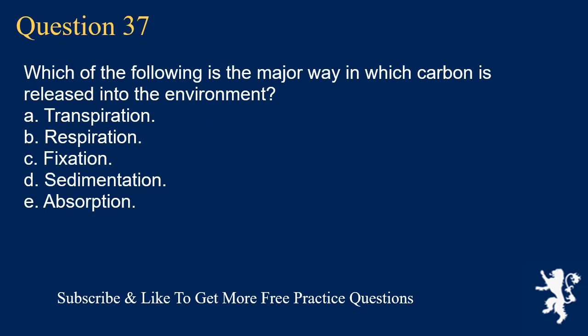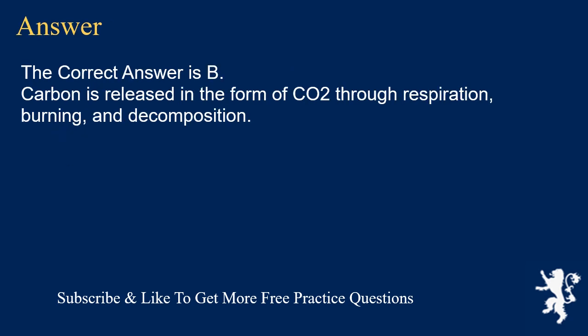Question 37. Which of the following is the major way in which carbon is released into the environment? A. Transpiration. B. Respiration. C. Fixation. D. Sedimentation. E. Absorption. The correct answer is B. Carbon is released in the form of CO2 through respiration, burning, and decomposition.